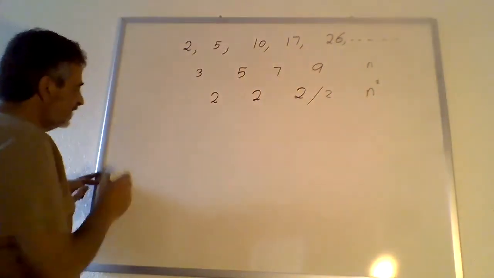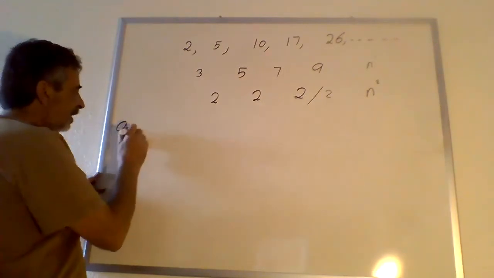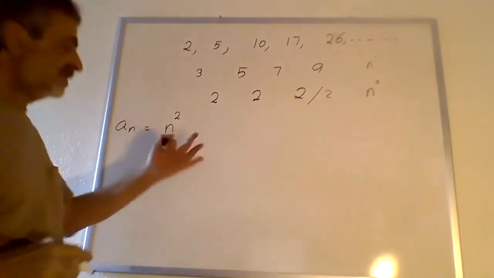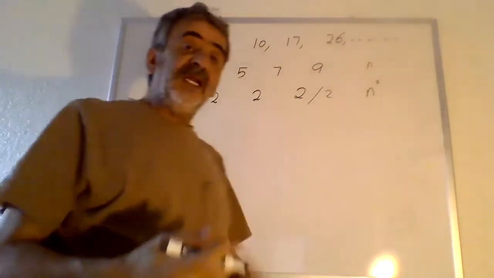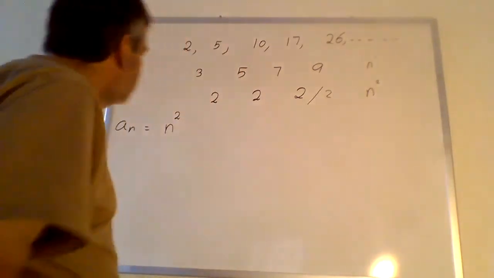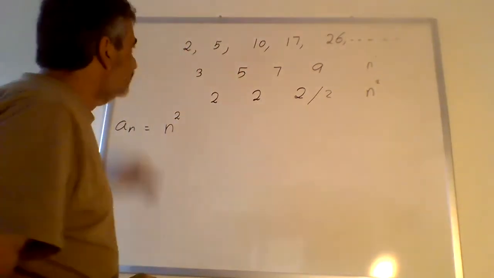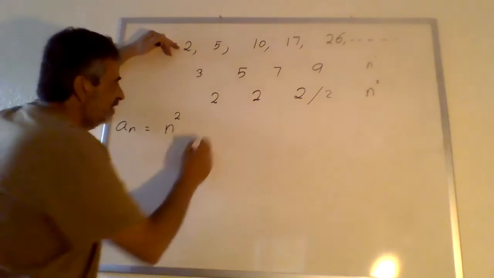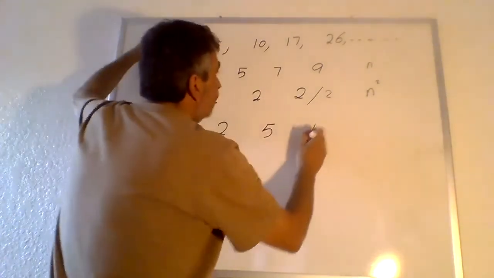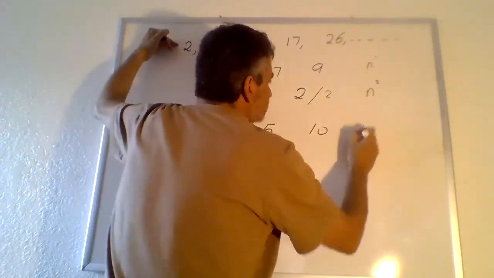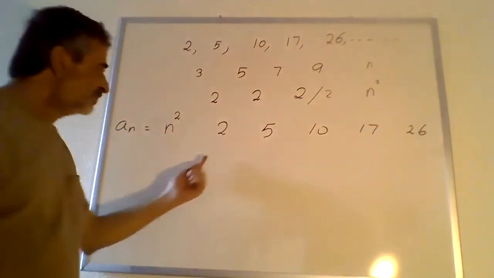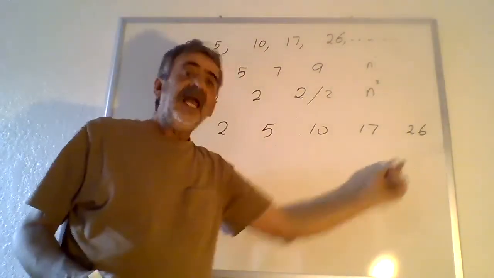So the sequence has an equal n squared. So this is the start. We haven't finished. We need to figure out what the rest of the sequence is going to be. So let's go back to the original sequence, which is 2, 5, 10, 17, 26. And let's write underneath it n squared.